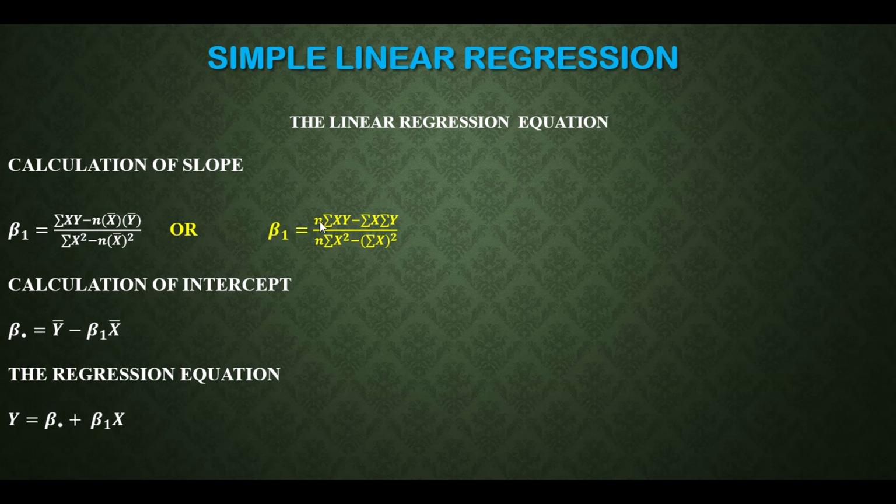That is, beta 1 is equal to n summation xy minus summation x summation y, all over n summation x square minus open bracket summation x close bracket all square. We are going to apply these two formulas in order to show that they give us the same answer. In order to calculate our intercept, beta naught, this is equal to y bar minus beta 1 x bar. After getting the slope and the intercept, the regression equation is y is equal to beta naught plus beta 1 x.